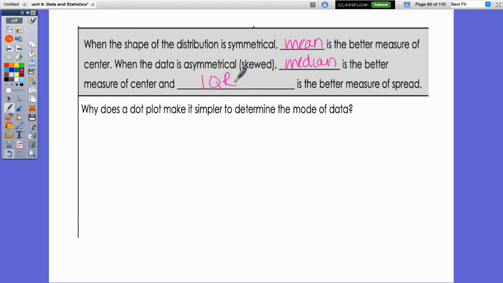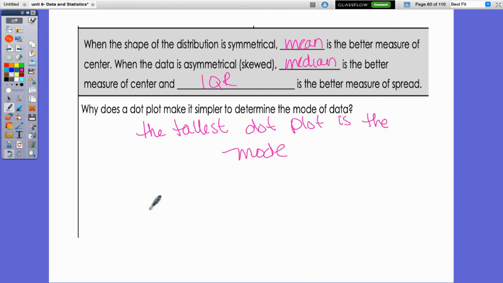Why does a dot plot make it simpler to determine the mode of the data? Well, because the tallest dot plot is the mode. It's super simple. When we're looking at it, you're just looking for the one that has the most. And so this would be the mode. You're always looking for the tallest.